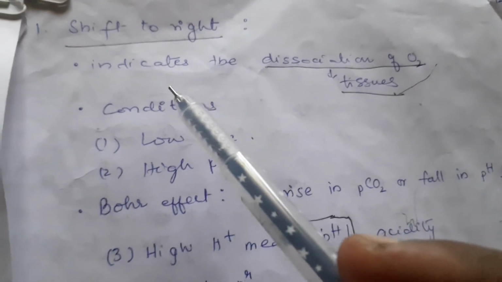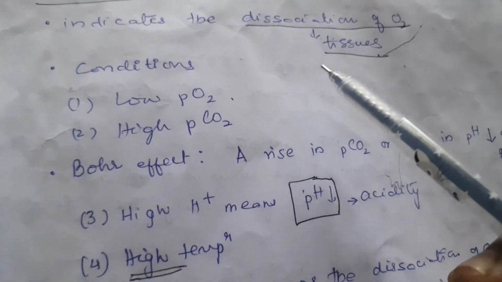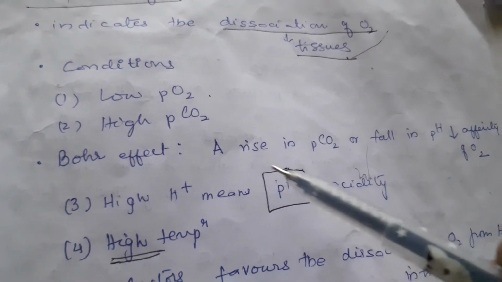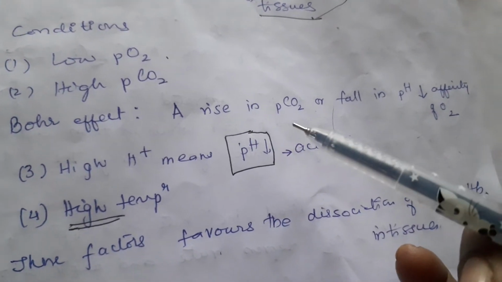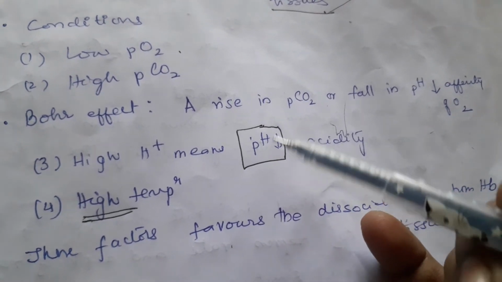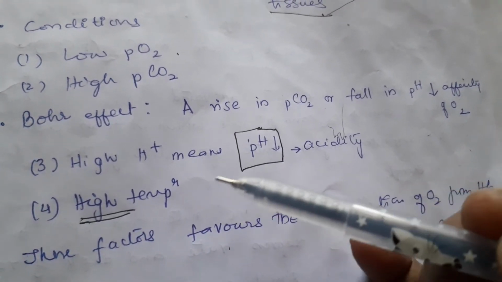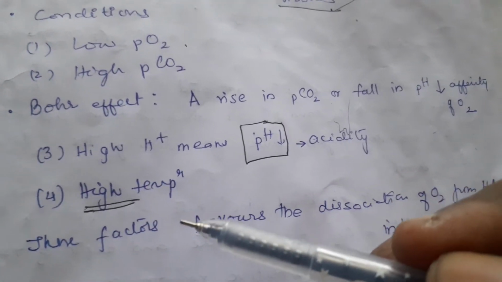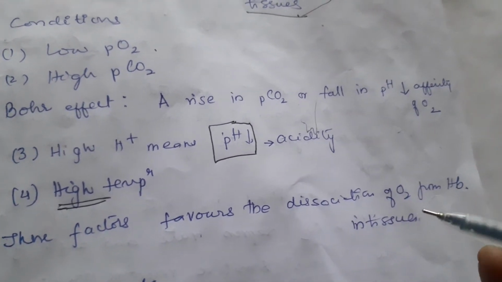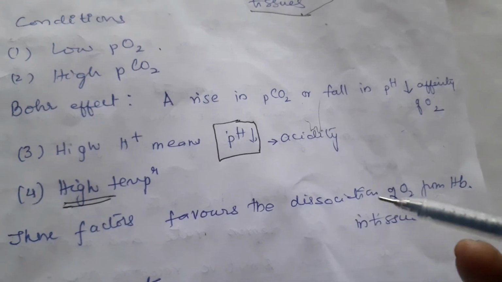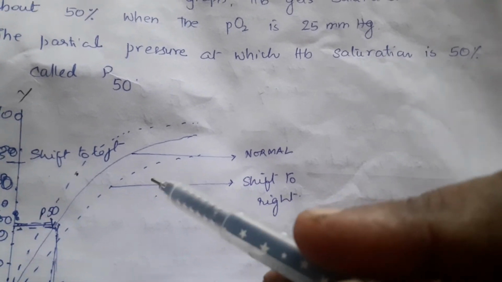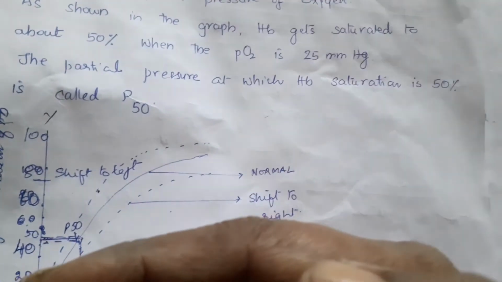The shift to the right indicates the dissociation of O2 at the tissues. Low PO2 and high PCO2 favor that. The Bohr effect is a rise in PCO2 or fall in pH that reduces the affinity for oxygen, that is, pH will be decreased due to high hydrogen ions, that is acidity, and high temperature. These factors favor the dissociation of O2 from Hb in tissues. That indicates the right shift dissociation. That means the saturation becomes less.